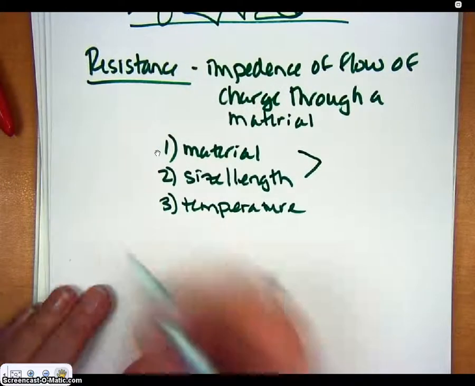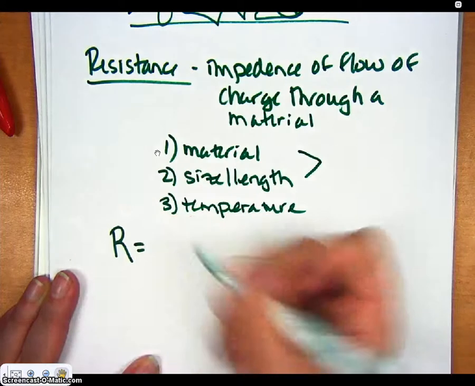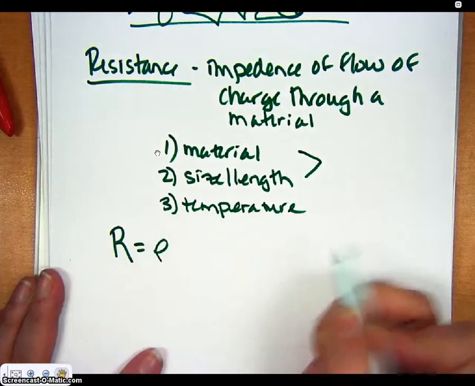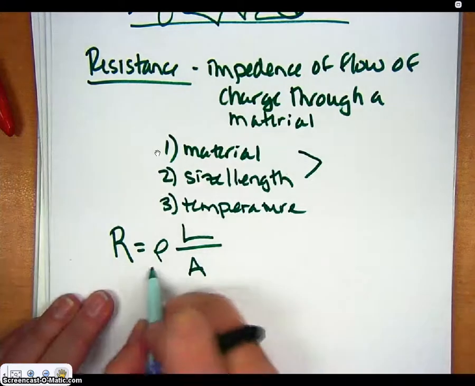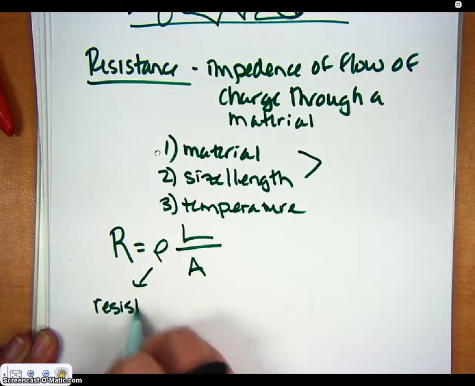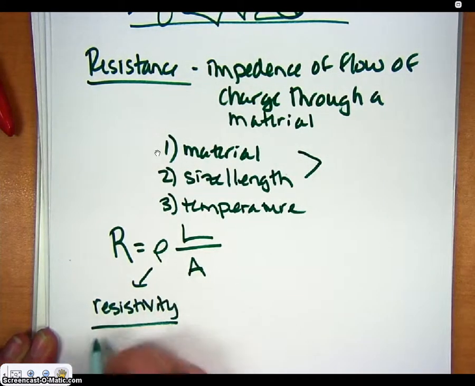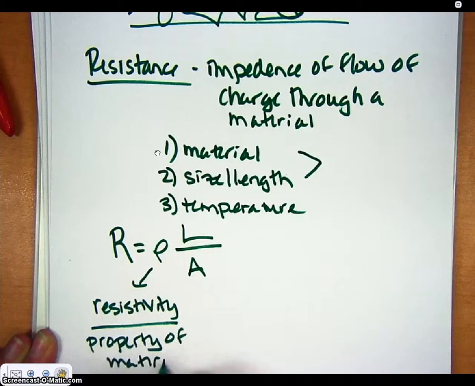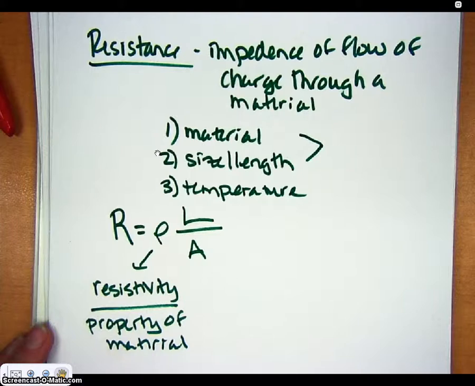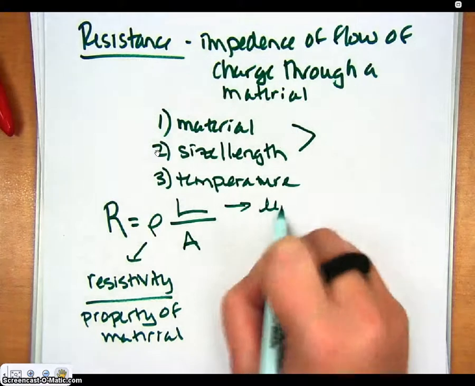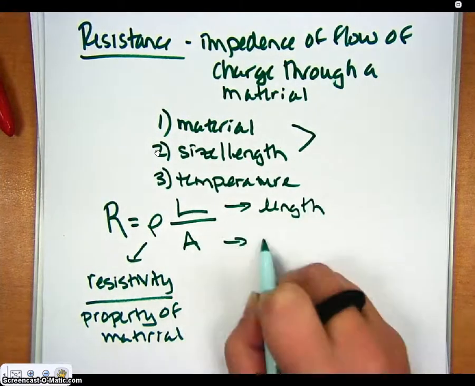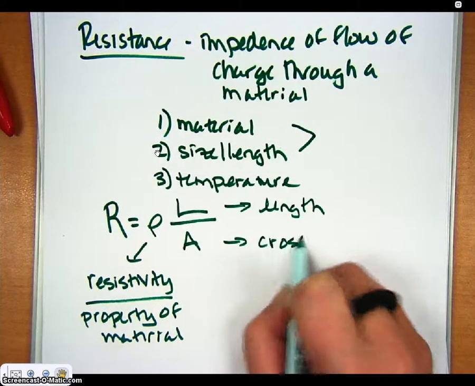So the equation for resistance relates these things. Resistance is equivalent to resistivity times length over cross-sectional area. This is resistivity, and this is a property of the material, the metal or whatever is conducting the electricity. It's pretty much how easily, naturally, that material allows electrons to flow. This is the length, and this is the cross-sectional area.